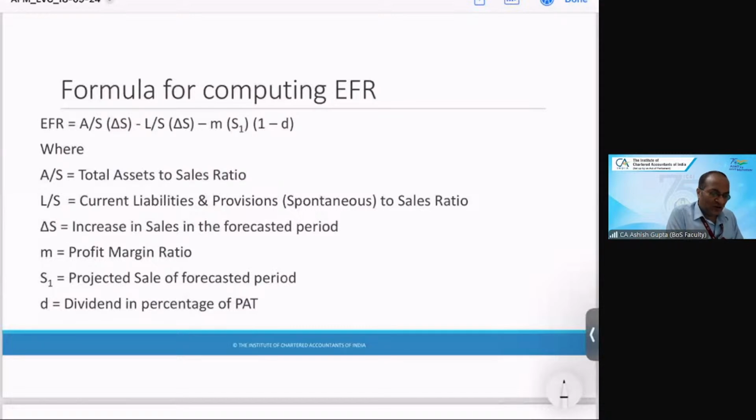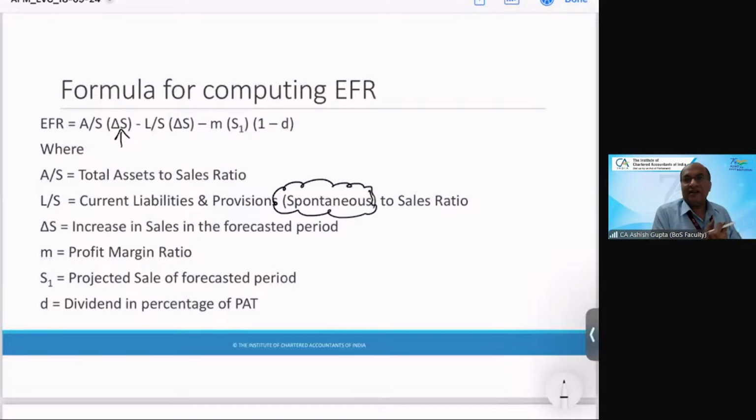First it is the total asset to sales ratio, that is change in asset, multiplied by the increase in sales. Then current liabilities and provisions are spontaneous to this. Now here we make the assumption. This spontaneous assumption is very important. Now, student, if you recall, even in your working capital management, it is generally assumed that our current liabilities also increase in tandem with the current assets. So accordingly, a part of the current asset need is financed by our current liabilities.